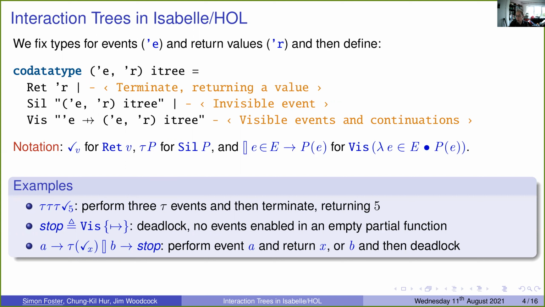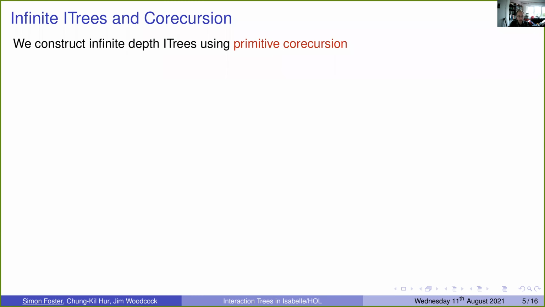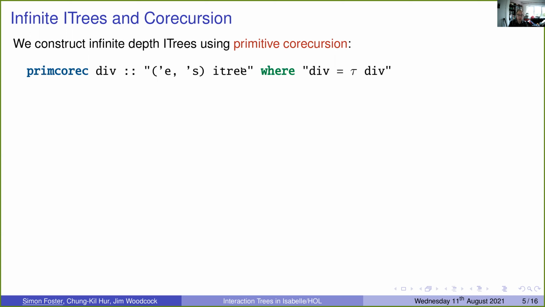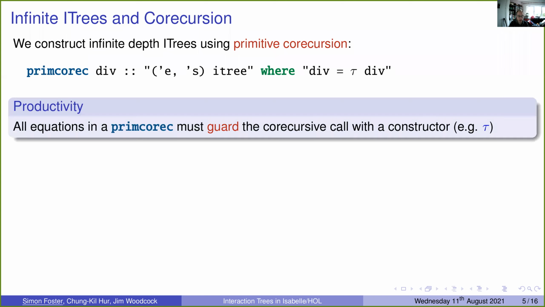Of course, since these are co-inductive structures, they can also be infinite. We can construct infinite-depth interaction trees using primitive co-recursion. This is an example of a primitive co-recursive definition. We give it a type, it's an interaction tree, a primcorec, where we have this equation: div equals tau of div. Now, if this was a recursive definition, this wouldn't be valid because it doesn't terminate. But because we're in the world of codata, we can have infinite things very easily.